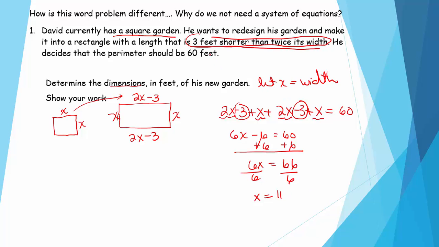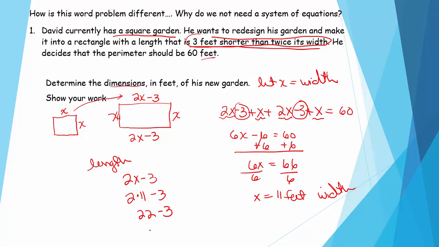So 11 feet must be the width, because we let x be the width. The width didn't change from the original. Now to find the length, we know the length is 2x minus 3. So it's 2 times 11 minus 3. 2 times 11 is 22, minus 3 is 19. 19 feet will be the length.